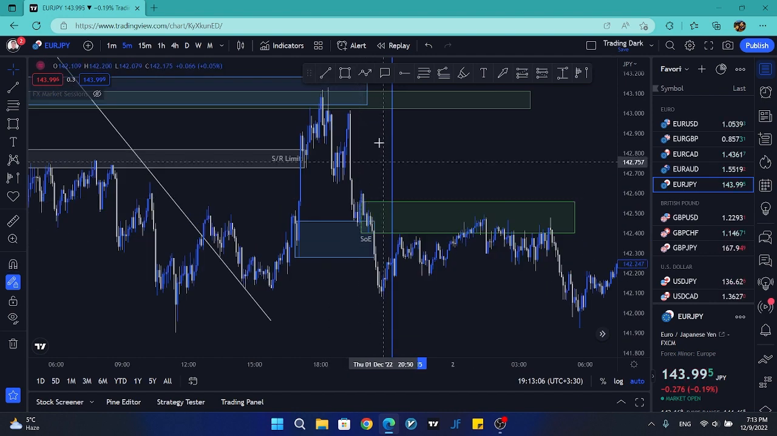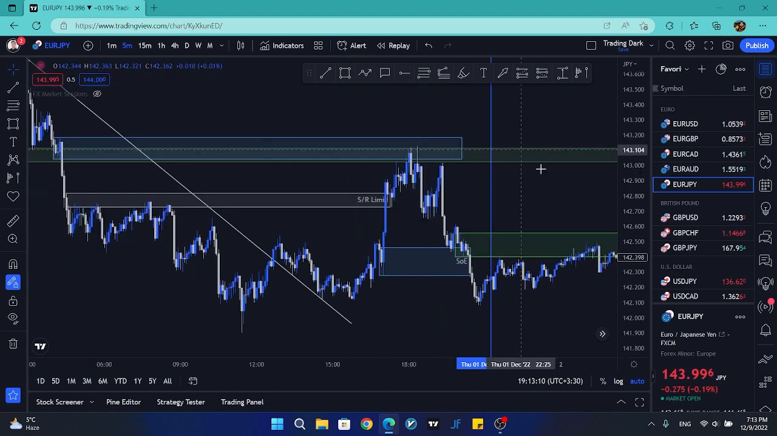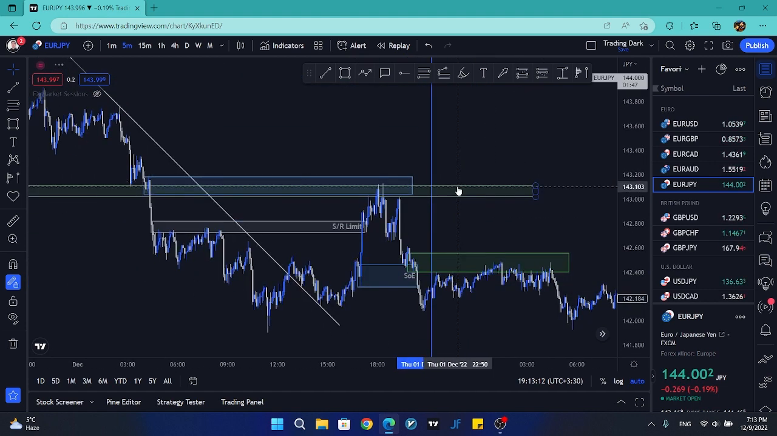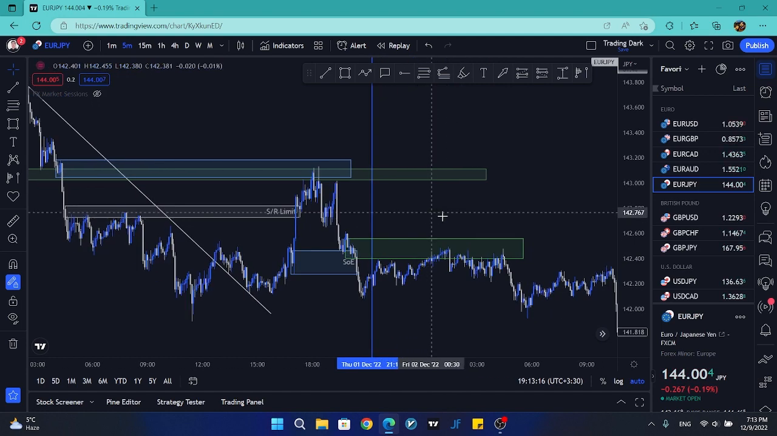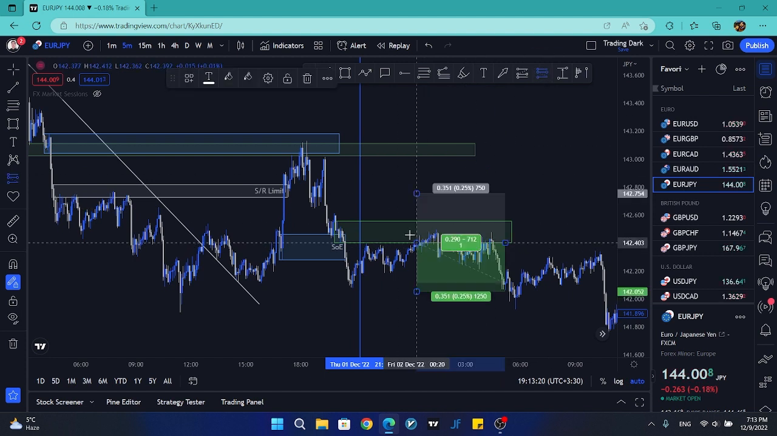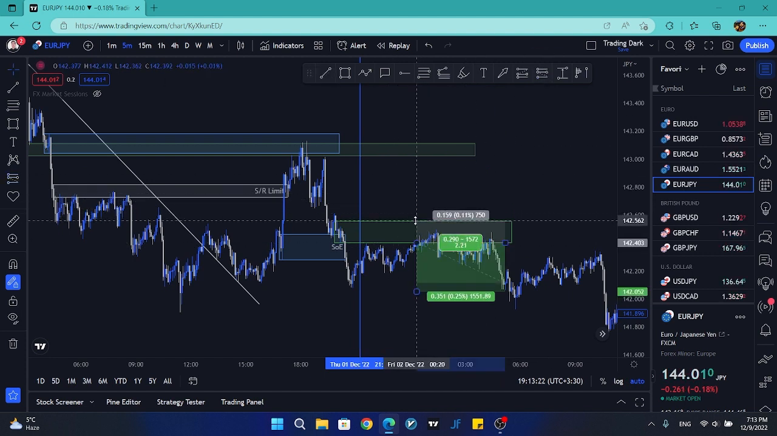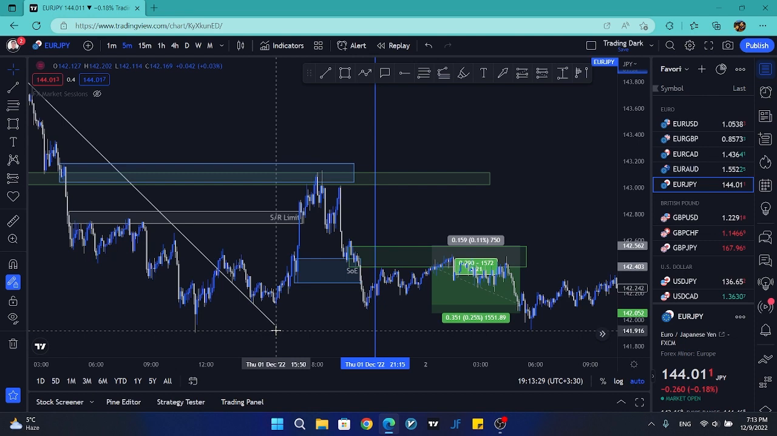I don't know if you can see this. Let me zoom in on it. Here. I included that shadow in the zone too, so I wouldn't get stop hunted. Then I went to trade this one. But the question is, where was my target? For the target, I didn't have anything here. Okay? All of the demands were filled and I didn't have anything here.